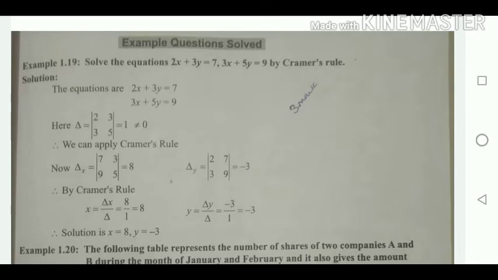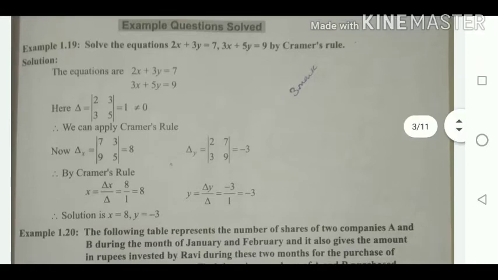So we are finding the value of these determinants by way of cross multiplication. 2 5s are 10 minus 3 3s are 9. 10 minus 9 you are getting 1, which is not equal to 0. We can apply Cramer's rule. Now first we find delta x and delta y as well, and then divide this delta x by delta in order to find x, and divide delta y by delta in order to find y.